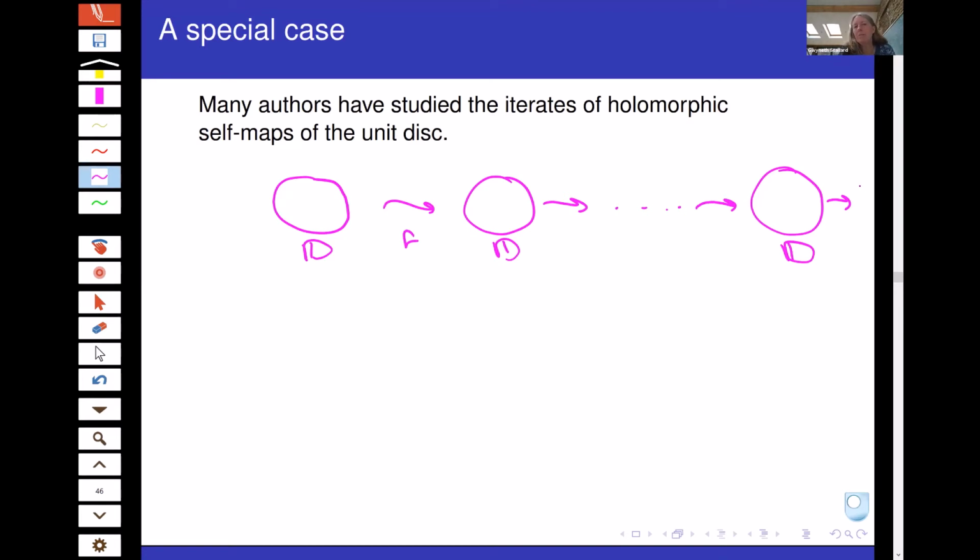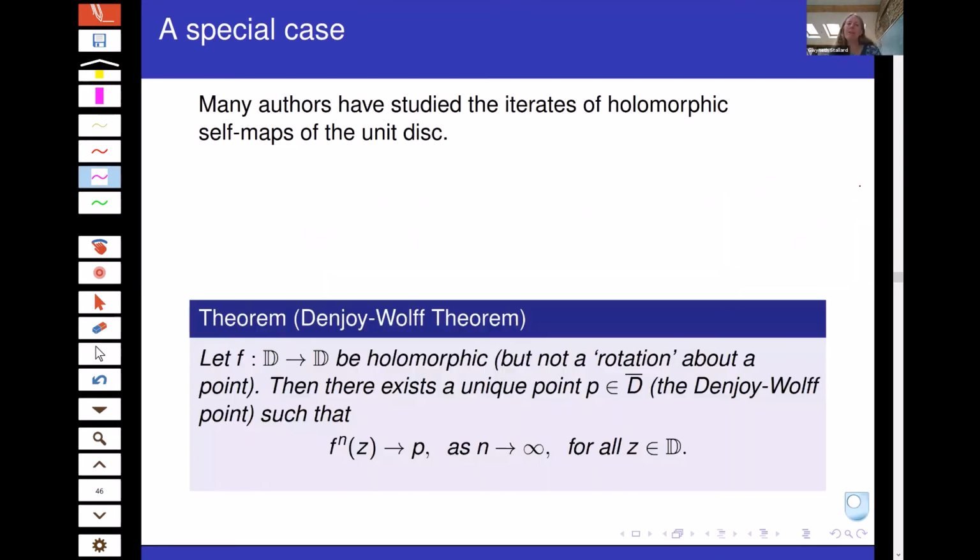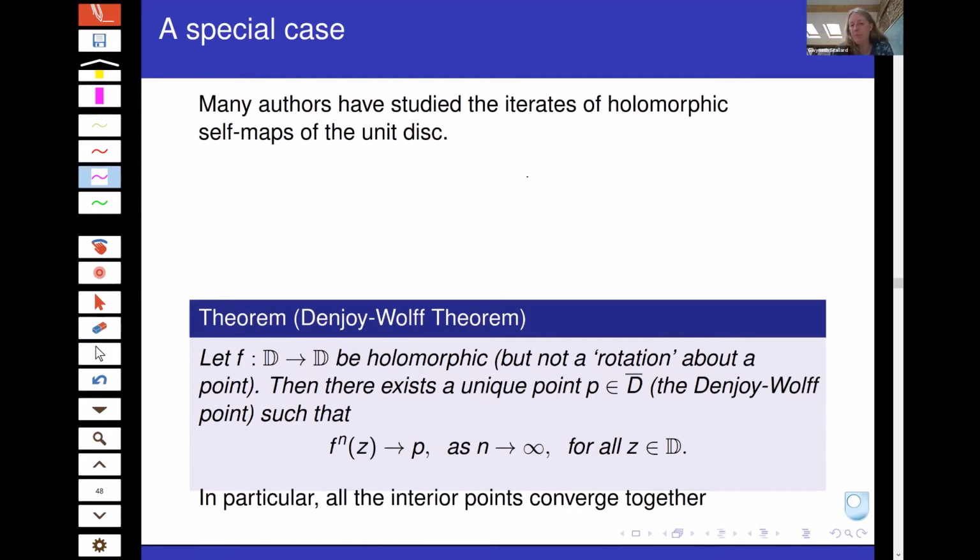A classic result about iterates of self-maps of the unit disk is the Denjoy-Wolff theorem. If you have your unit disk here, then when you keep applying your function f, all the points are going to converge towards a particular point, either inside the unit disk or perhaps on the boundary of the unit disk. But everything converges together towards this limit point, the Denjoy-Wolff point. So one of the important things here is that all the interior points have the same limiting behavior. They all converge together.